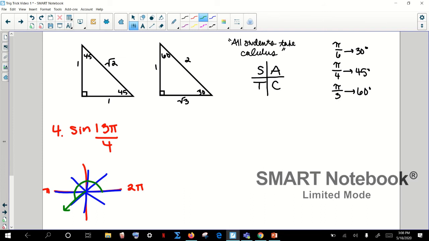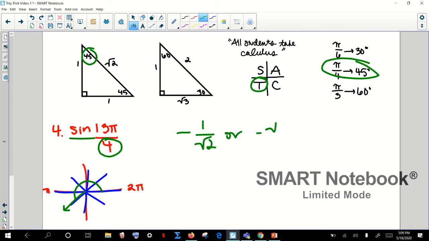Alright, so I know my angle's in the third quadrant. In the third quadrant, only tangent is positive, and since we're taking sine, our value is going to be negative. Second step, I know my denominator is 4, so that means we're going to be looking at 45 degrees. Last step, we're finding the sine of 45 degrees, which is going to be 1 over square root of 2, or the answer I'd prefer is square root of 2 over 2, and that's, again, negative.